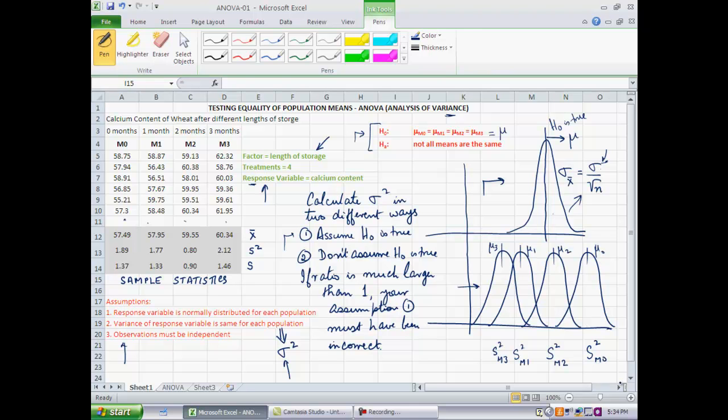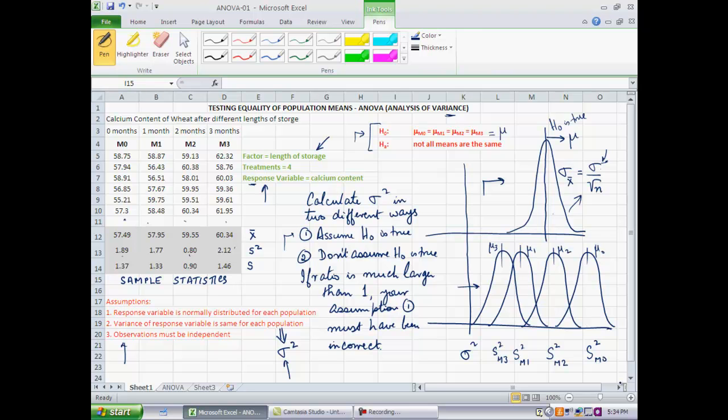Now remember the assumption number 2, that the variance of the response variable is the same for each population. So each of these 4 bells, even though their means are different, their variances are exactly the same in the population by assumption number 2. If that is the case, then if you go back to the sample, this 1.89, 1.77, 0.80, 2.12, these four sample variances that I got, these are simply approximate values for the population variance sigma squared, isn't it?